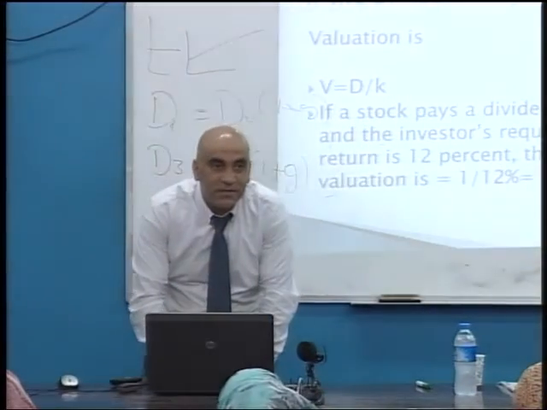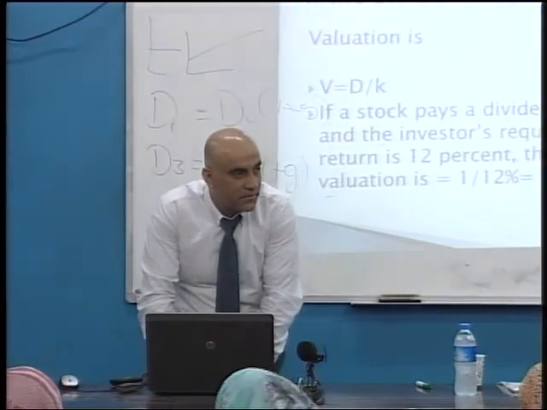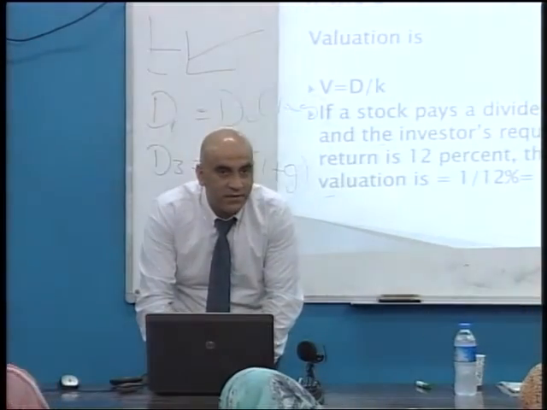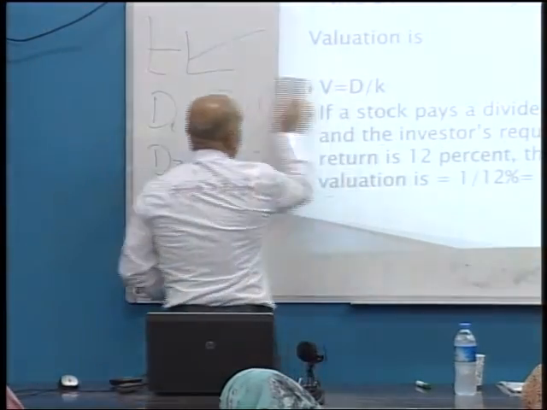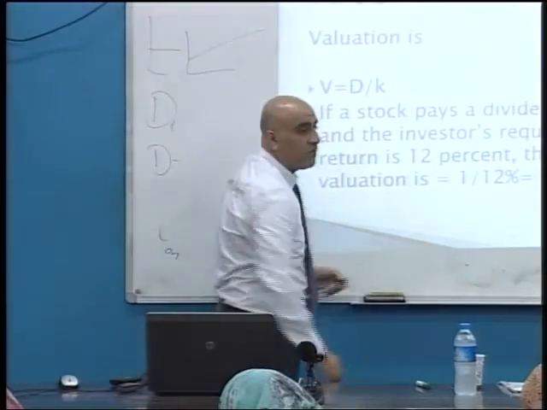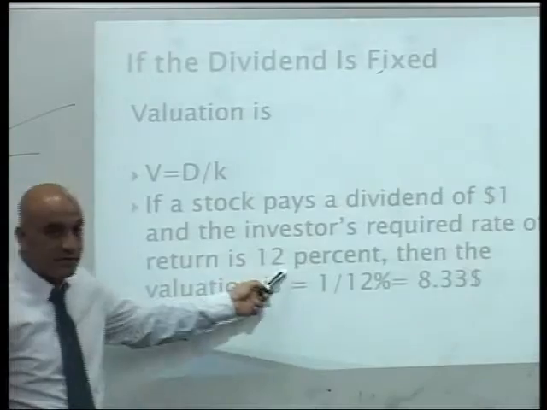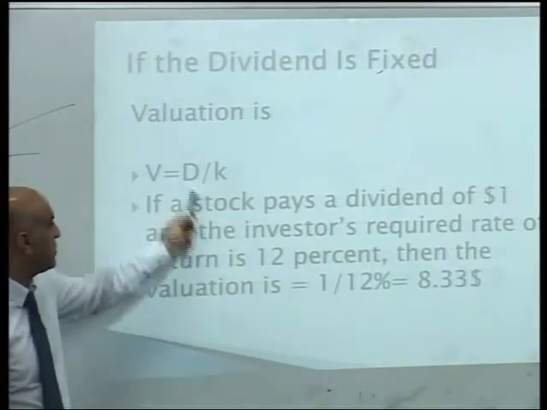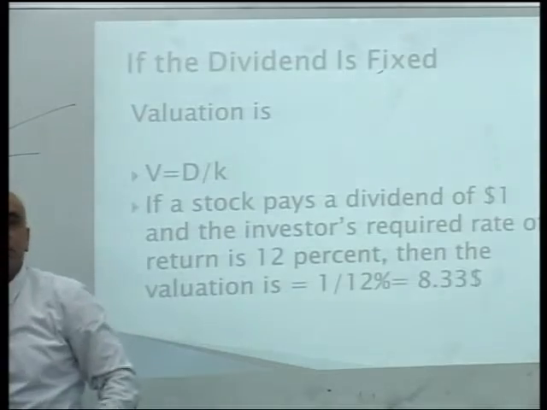And this reminds us of the preferred stock valuation. Okay, this equation is typically the preferred stock valuation. Go back to the slides and you will know. If a stock pays a dividend of $1 and the investor's required rate of return is 12%, it's very simple, just 1 divided by 12%. So the price is 8.33.